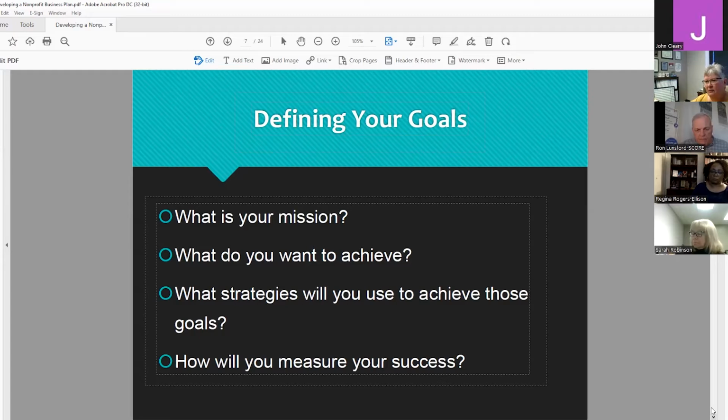And then you also need to define what strategies you're going to use to achieve those goals. So whether it's opening up more places for people to live, or providing additional services that'll help them go back to work, whatever it is that you're going to do, you need to identify those strategies. And then you also need to have an idea of how you're going to measure your success for the organization. And all of these things related to your goals will also help you as you look for particular grant funding or other funding.